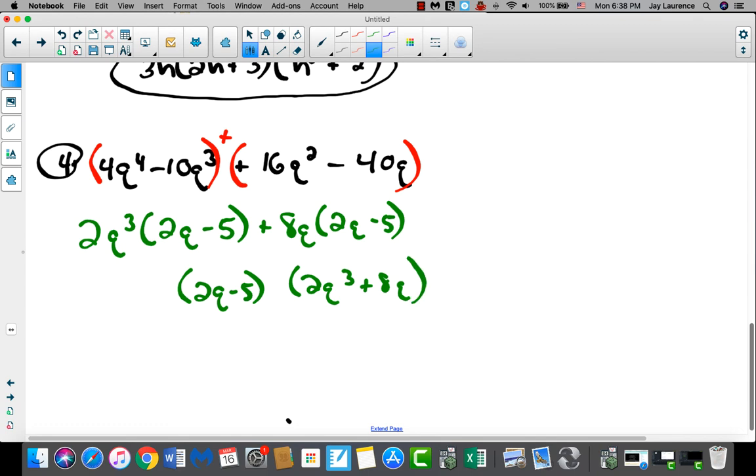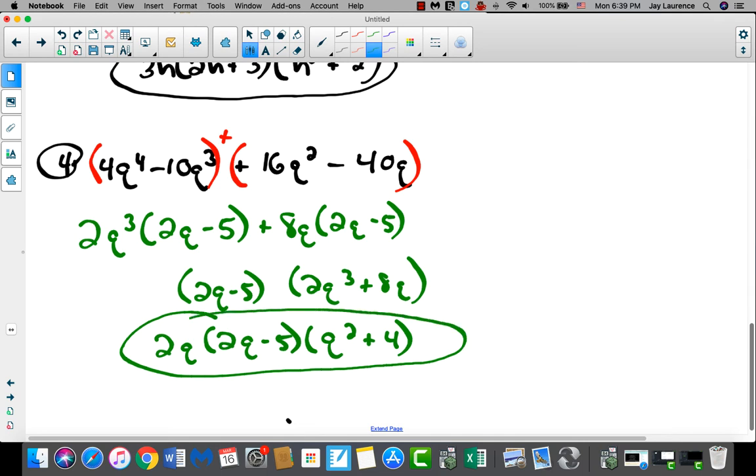That sounds like a tongue twister. And look at that, there's a GCF hiding in there. Looks like it's a 2q times the quantity of a 2q minus 5 times a q squared plus 4. And there we go.